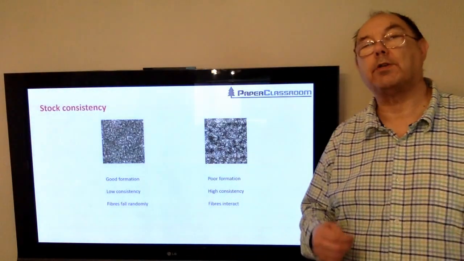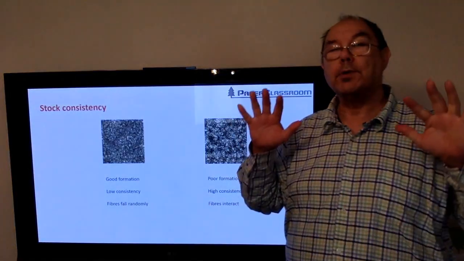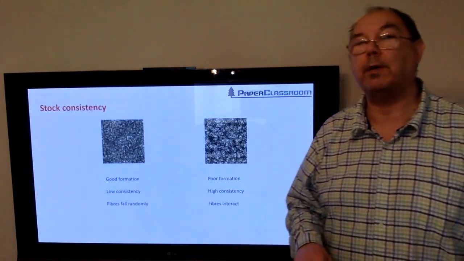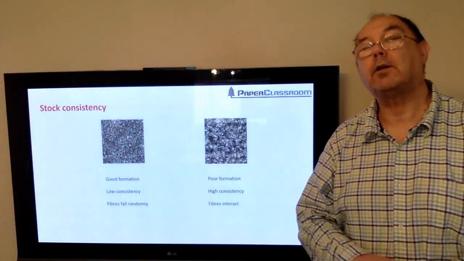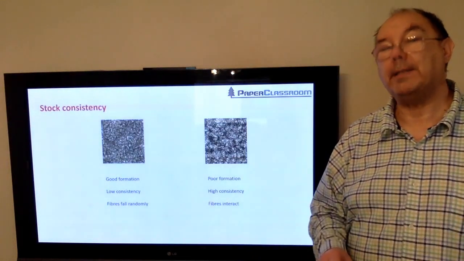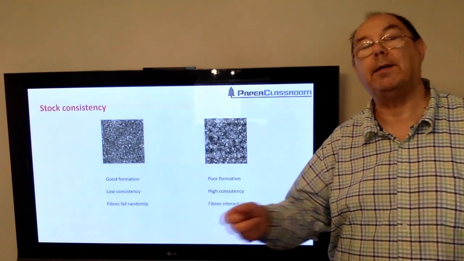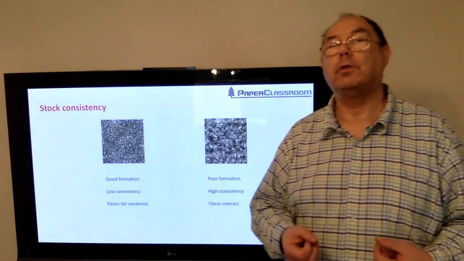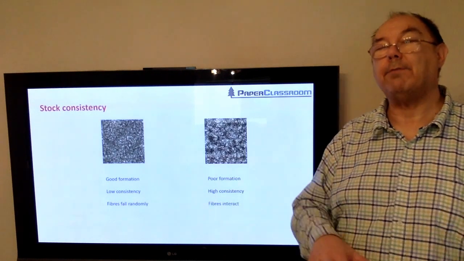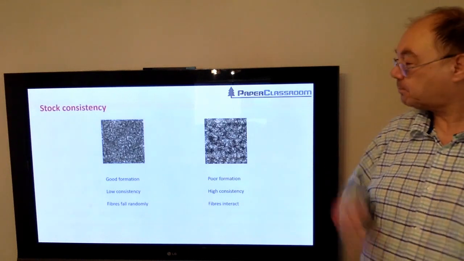Good formation is given because you've got low consistency, and this is because when you form the sheet, you want every fibre to fall down at a completely random angle, random orientation, random position, completely uninfluenced by anything else in the system. And the best way to get that is to have lots of water in between any one fibre and any other fibre. So we're talking about dilution. So the more dilute the system is, the more spread out the fibres will be, the less influence there will be by any other fibre, the more likely they are to fall down randomly.